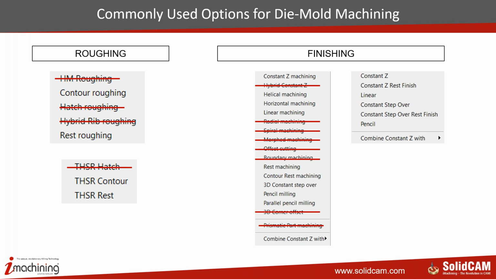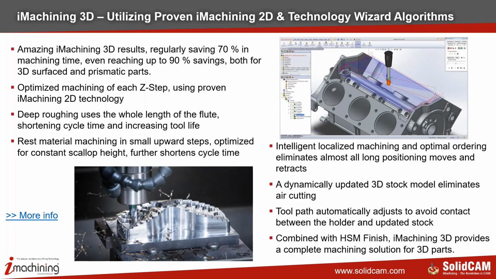So these are the options that are currently being used. Let's start with the first offering, which is iMachining. Everybody knows about iMachining. And for those who don't know, iMachining is a high efficiency machining module from SolidCAM. It's a patented module, and it saves almost 70% of machining time, reaching up to 90% when the parts or the material is really very hard and the diameter of the tool is small.